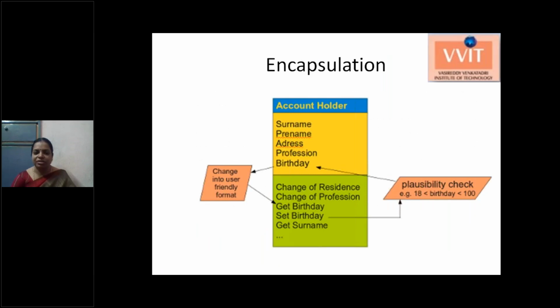Next, encapsulation is like this. Say there is an account holder class, and there are some variables like surname, prename, address, profession and birthday. The birthday data member can be accessible only by the get and set methods of that particular data. Get birthday returns the birthday variable value, and set birthday assigns the value to the birthday variable.